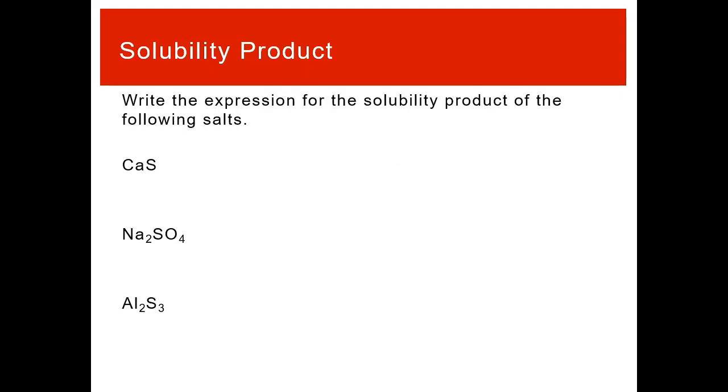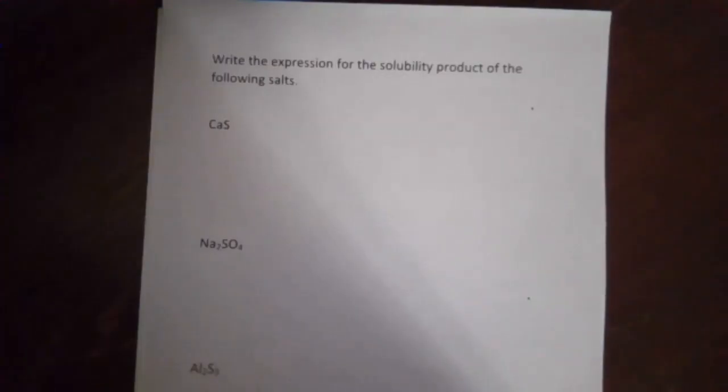So let's get some practice. Write the expressions for the solubility product of the following salts. It's calcium sulfide, sodium sulfate, and aluminum sulfide. Okay, so we want the expression for the solubility product for each salt.